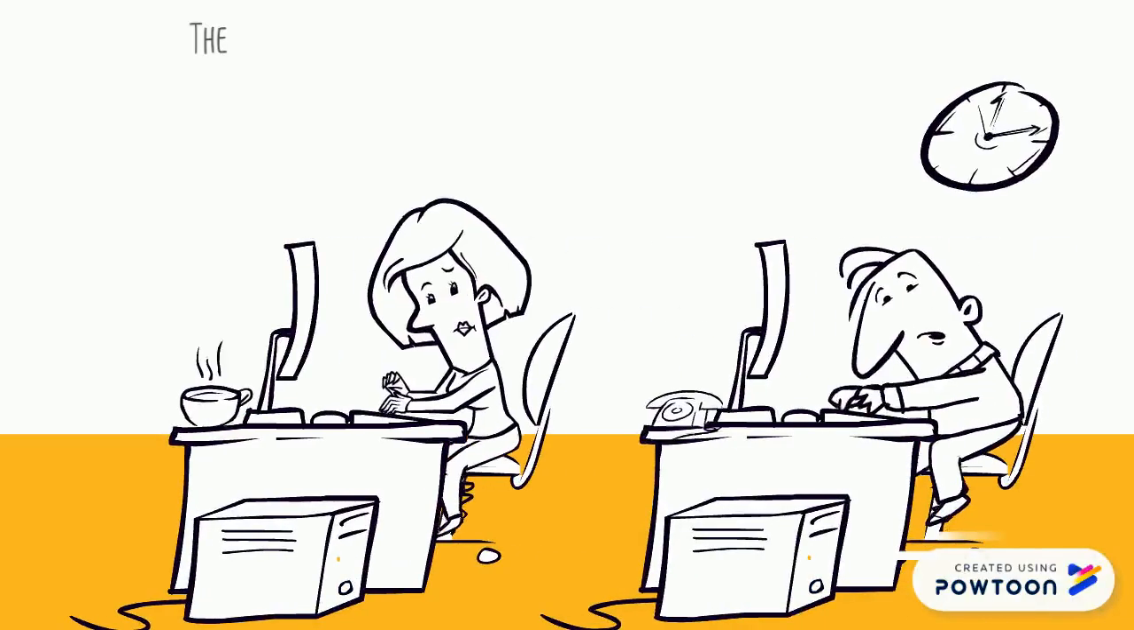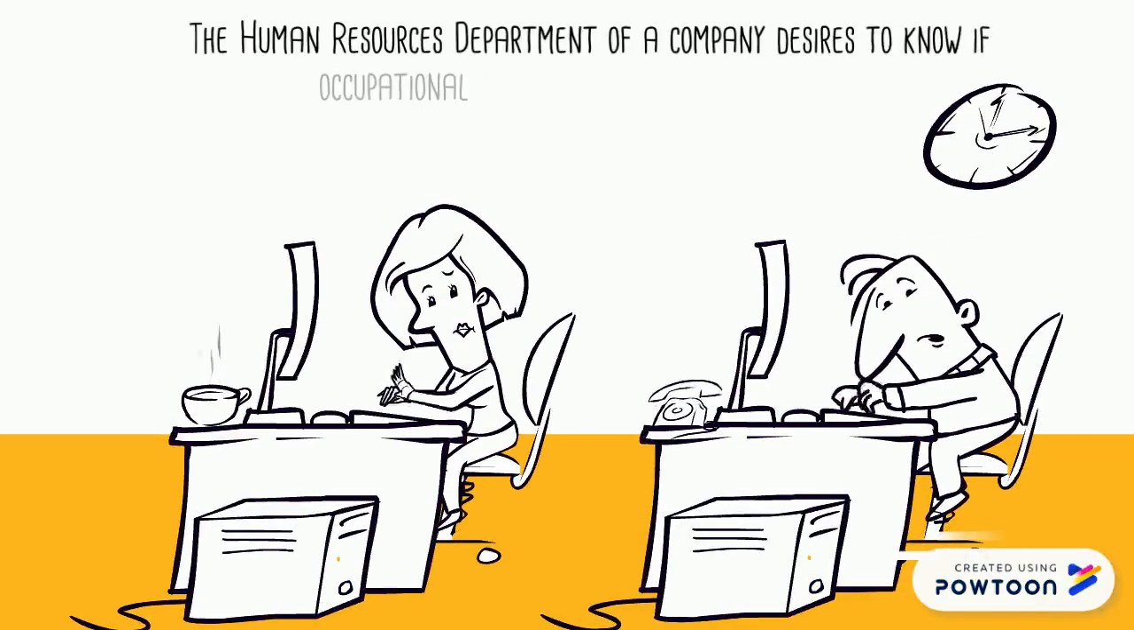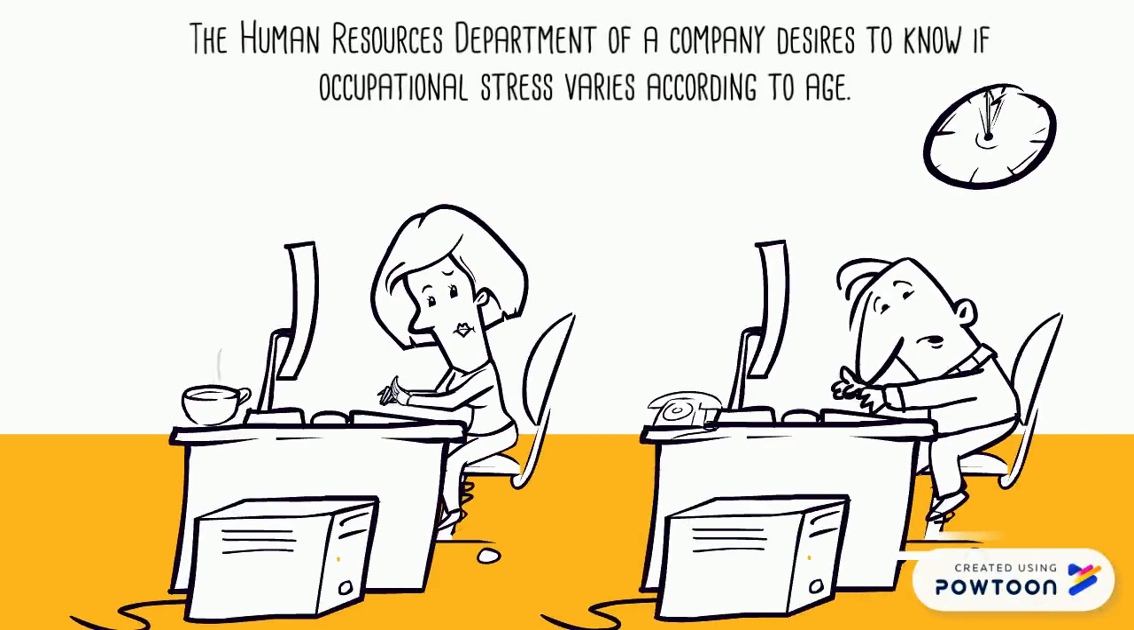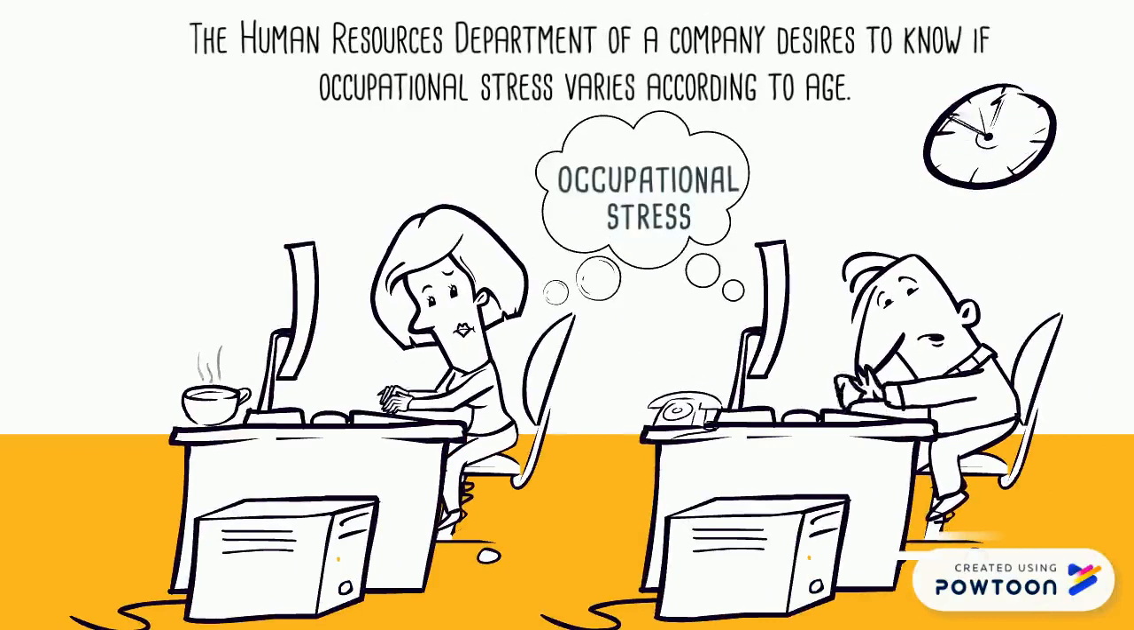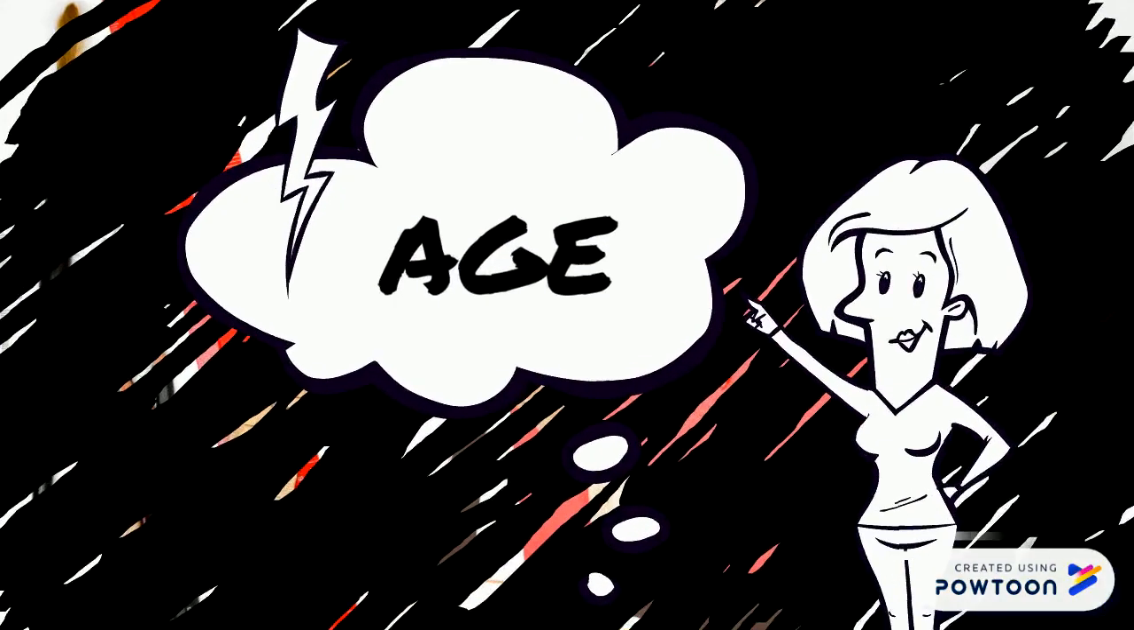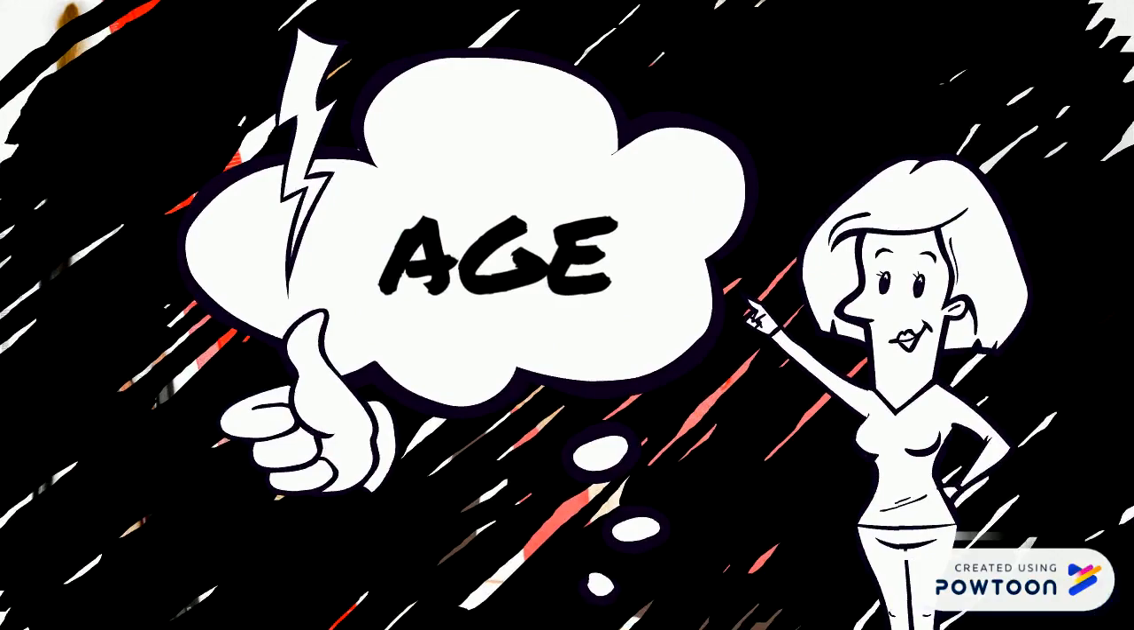For example, the human resource department of a company desires to know if occupational stress varies according to age. The variable of interest is therefore occupational stress as measured by a scale. There is only one factor being studied, which is age, hence a situation appropriate for one-way ANOVA.